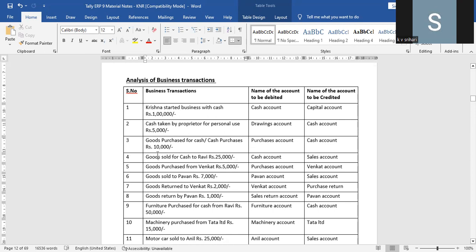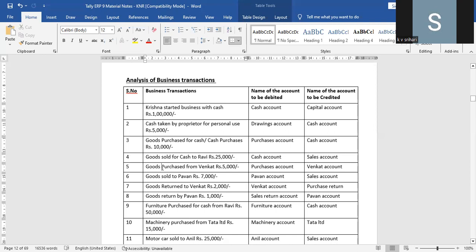Next one, goods sold for cash to Ravi, rupees 25,000. Sold means sales. If goods are sold to Ravi on a cash basis, is cash coming in or going out? Cash is coming in. Which side? Debit side. Are goods coming in or going out? Going out, credit side. It is sales, a revenue, an income. Which side? Credit side. So debit is cash, sales is credit.